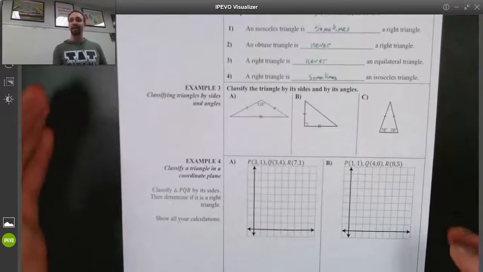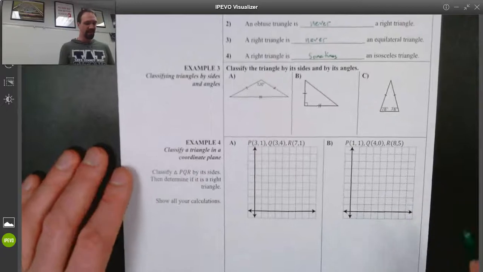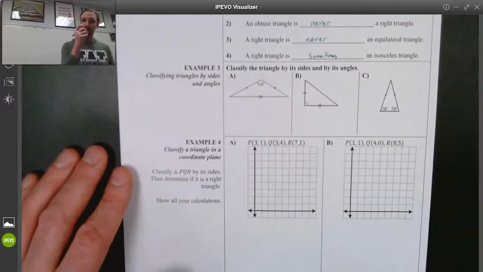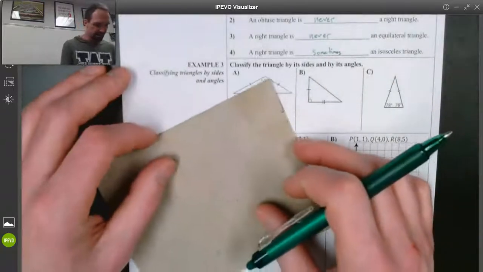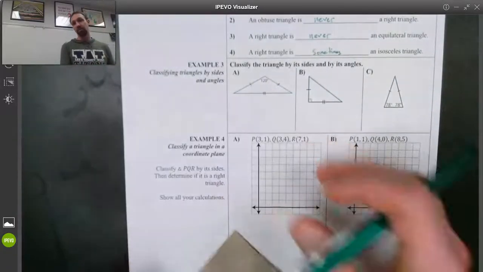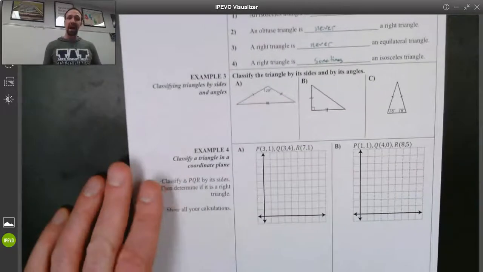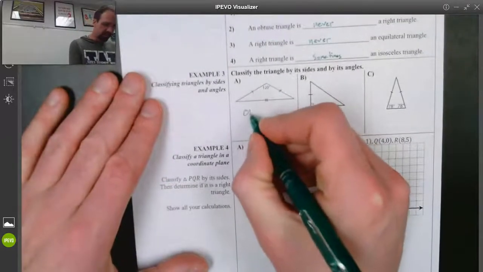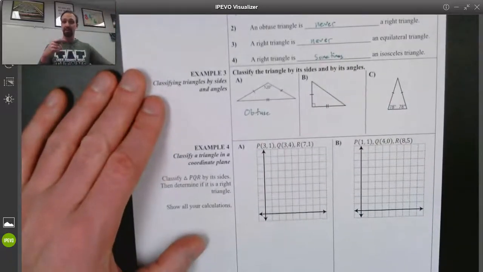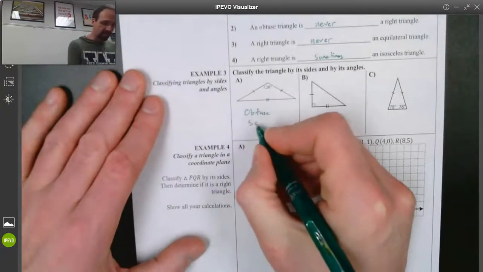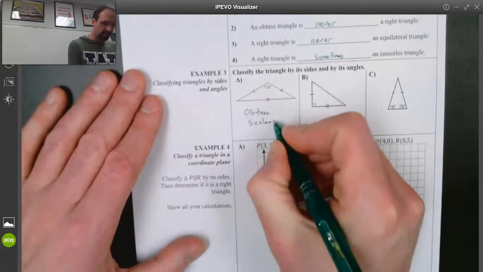Example 3, now we're classifying it by its sides and by its angles. This one for A gave me that it was 120 degrees, which is good to know. Again, we could check saying that it's greater than 90, which is the important part, because that means that it's an obtuse. And then we also note here that it has these 3 measurements that are all different, so that means it's scalene. So this is an obtuse scalene triangle.